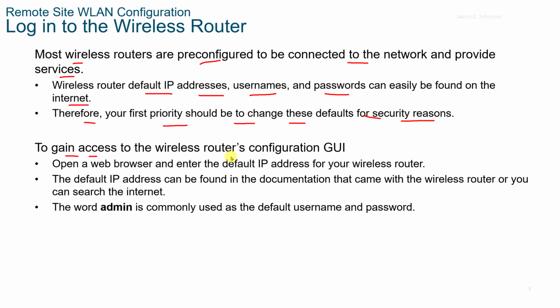So you want to gain access to the wireless router's configuration GUI. You open a web browser. Well, first you want to connect to the router, either wireless or I usually connect through an Ethernet cable. And you enter the default IP address for the wireless router. The default IP address can be found in the documentation that came with the wireless router, sometimes on the cover or on the case, but usually it's in the paperwork. Or you can look up the model on the internet and find the default IP address. The word admin is commonly used as the default username and password. And again, that's the reason you want to change that password before you do anything else.